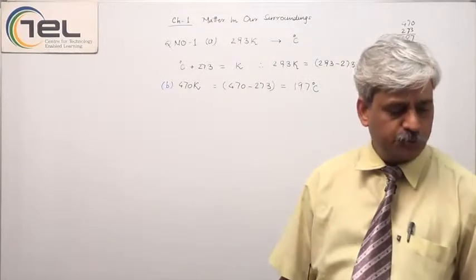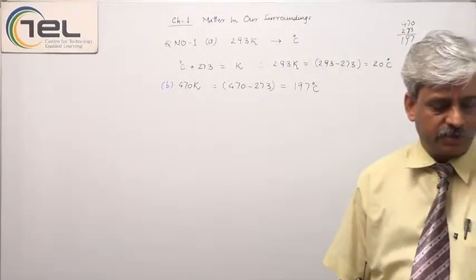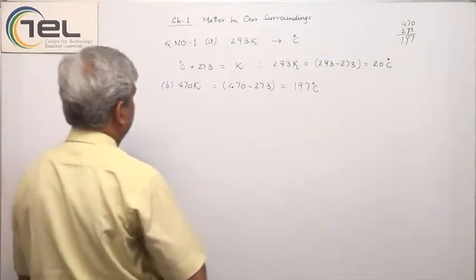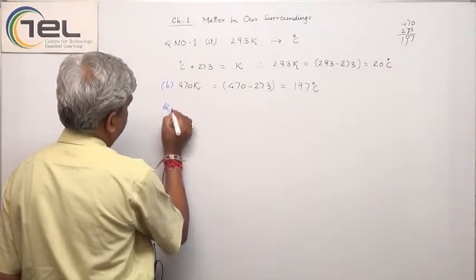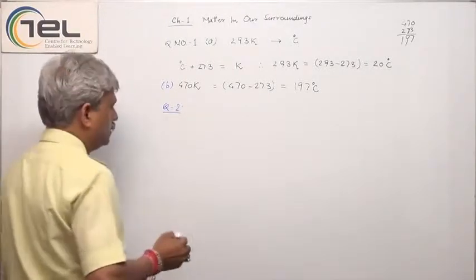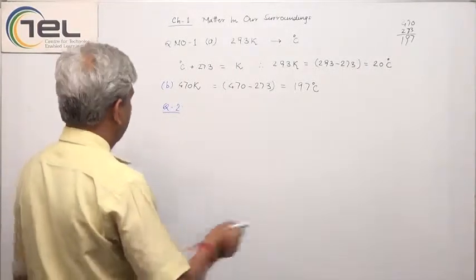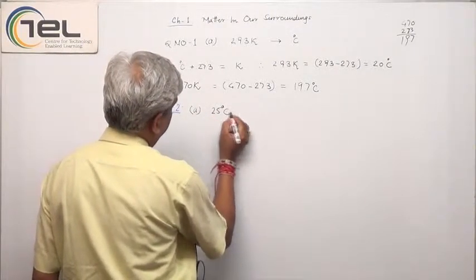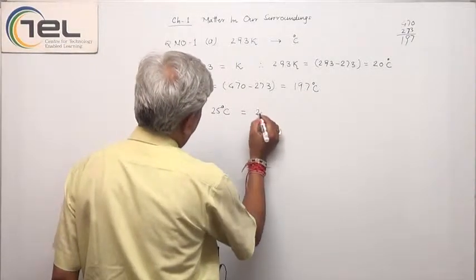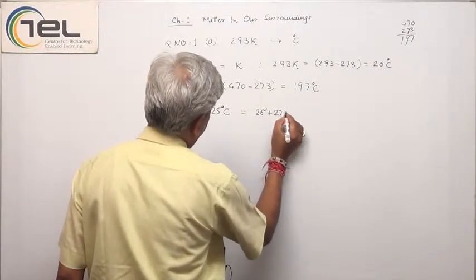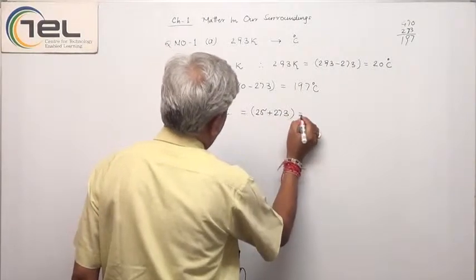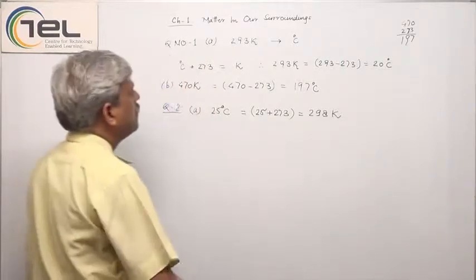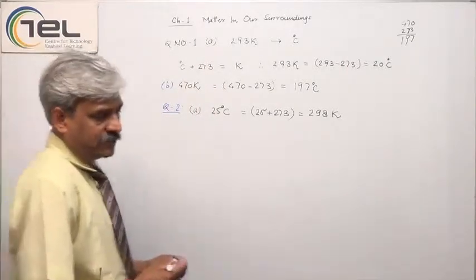Then in question number 2, convert the following temperatures to the Kelvin scale. In the second question, we have to convert degree Celsius temperature into Kelvin. So the first part is 25 degrees Celsius. That will be equal to 25 plus 273, that is equal to 298 K. So this way we have converted.